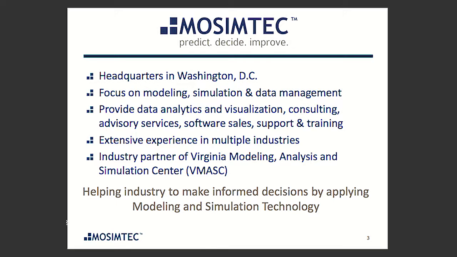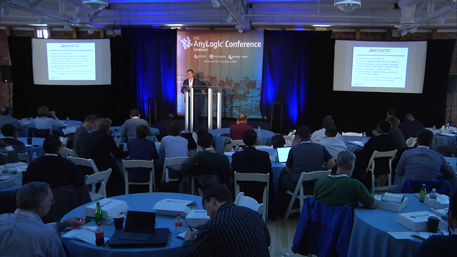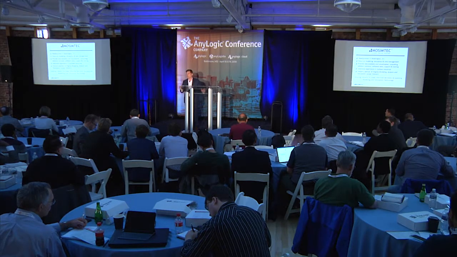So MOSIMTEC, we are a management consulting firm first and foremost, but all of our engagements deal with developing models, using models, a lot of simulation, heavy on simulation. We're based out of DC, but we've operated globally. And we've got industry partners down in Virginia with the VMASC. It's an ODU private public consortium. So we like to build models, and we like to help companies out.